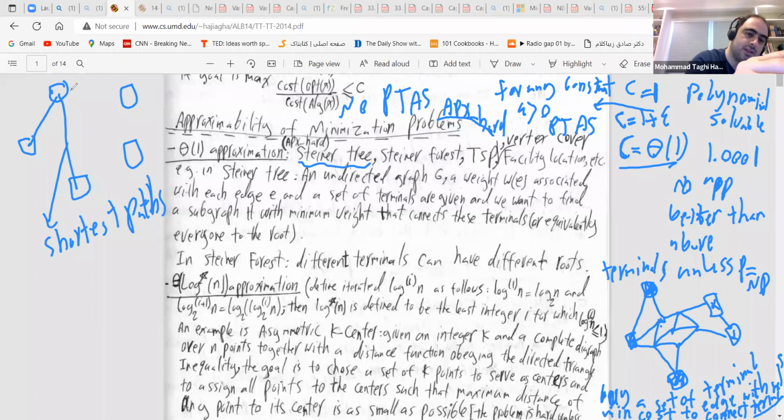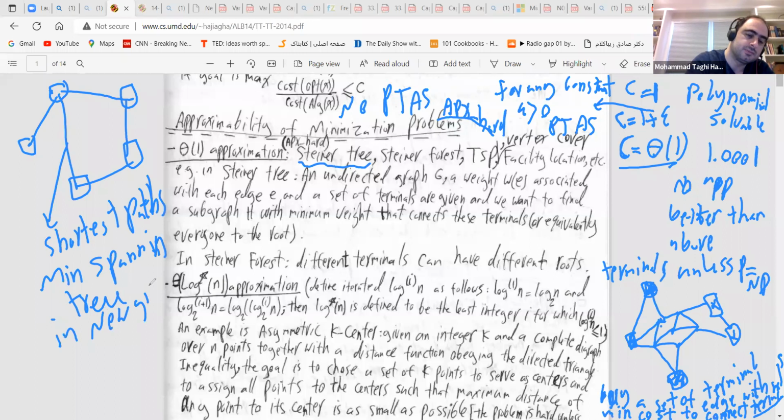So find all the shortest paths between the terminals and then find the minimum spanning tree in this new graph. That's essentially the whole algorithm. Between any two terminals, find the shortest path and then find the minimum spanning tree. Of course, we know that there are several algorithms for the minimum spanning tree: Boruvka, Kruskal, and Prim. All of them give essentially the exact solution for that. It's not hard to see that this is a 2 approximation for the problem.